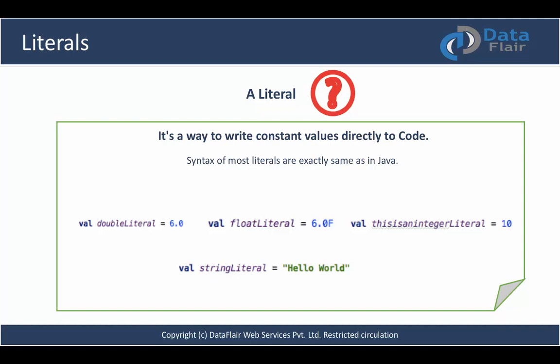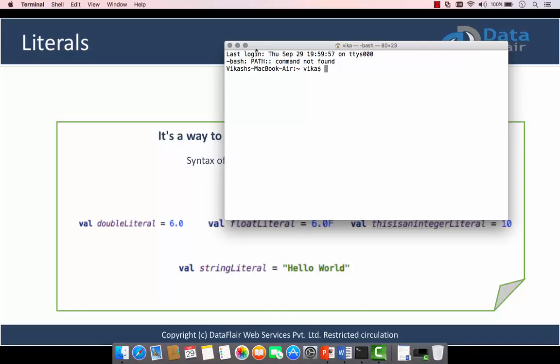So we know what a literal is. It's a way to define values for data types. We have learned about data types in Scala, so why don't we go ahead and try some code. We define data types and then we'll give them values. So let's start that. We have opened the terminal.